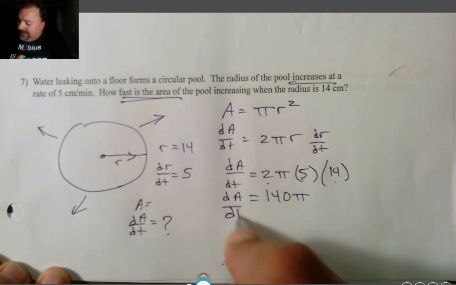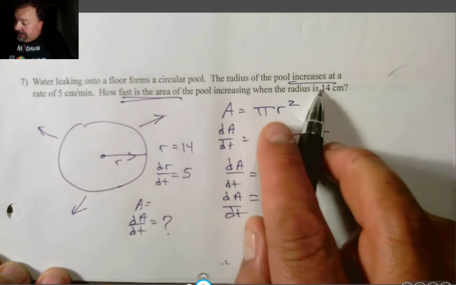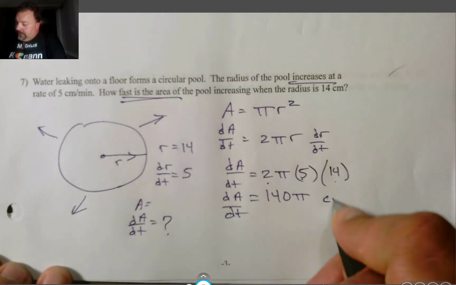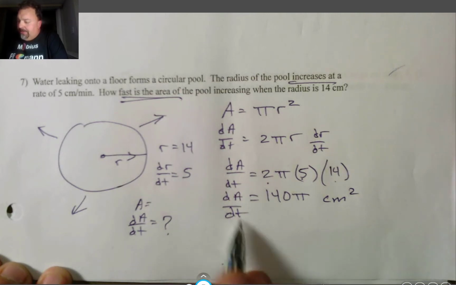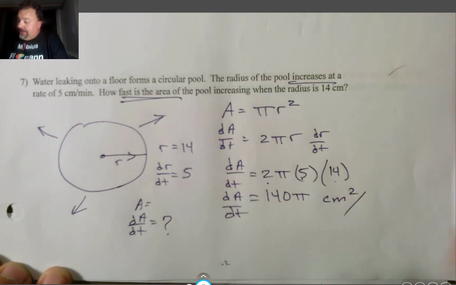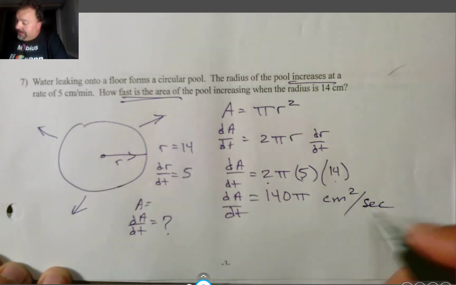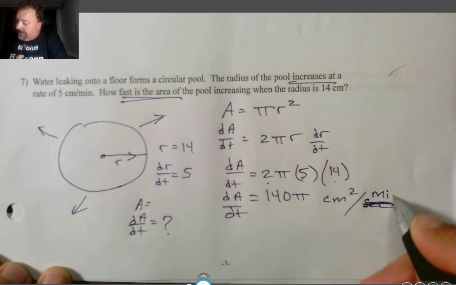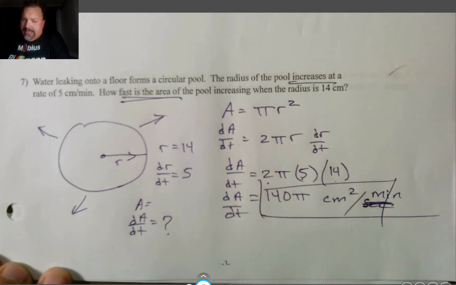And we can write dA/dt. So 140 pi, what are the units? This is in centimeters squared because we're talking about area over time. So remember, if we go back to our differential here, the derivative, we got the area with respect to time. So area is measured in centimeters squared, and time is measured in seconds for this one. Oh, nope, sorry, minutes. So it's centimeters squared per minute. And so that's going to be our final answer.